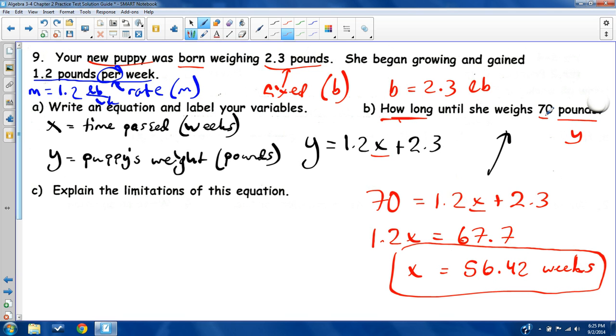So your puppy's gonna gain 70 pounds. Now that's a fat pup, I think. I don't know how fat that is, man. I don't have a puppy. But, right, so that's the idea behind that. So you do that problem.